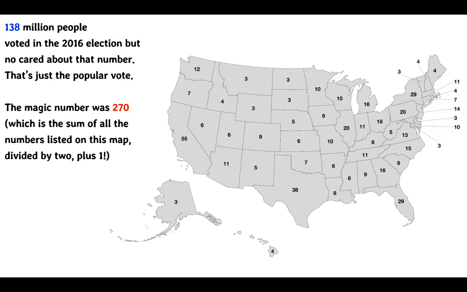Now, back in 2016, when Hillary Clinton was running against Donald Trump, 138 million people voted, but no one ever paid attention to that number. That's just the popular vote. You think, well, doesn't that number matter? No, actually, the magic number is 270. So if you look at this map and you added up all of the numbers on this map, they add up to 538. And if you divide 538 by 2, you get 269. But since 269 and 269 would be a tie, you care about 270. So 270 is actually the magic number when it comes to being elected president, not getting a majority of 138 million people.